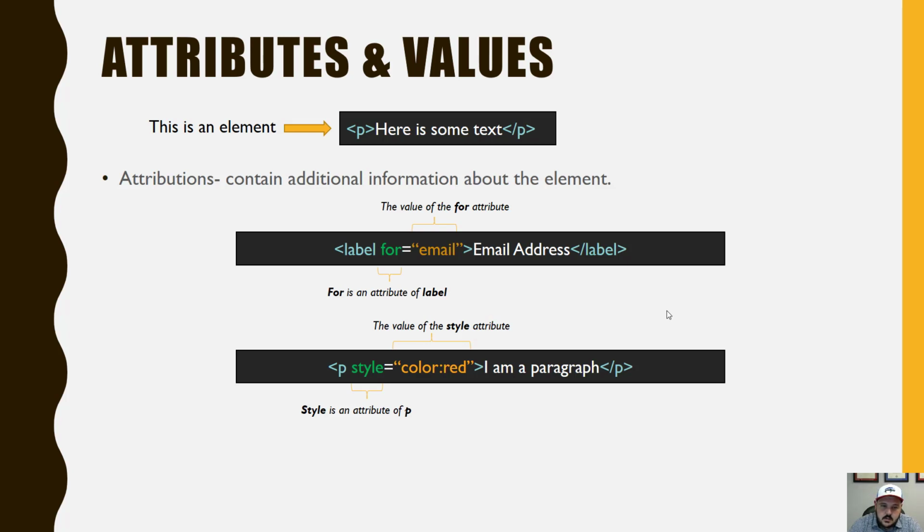Let's take a look at the third example. We have a paragraph, and the paragraph content says "I am a paragraph." But we're providing an attribute of style. So style is the attribute of the paragraph, and the value of that style attribute is the color red, denoted in quotation marks by color colon red.